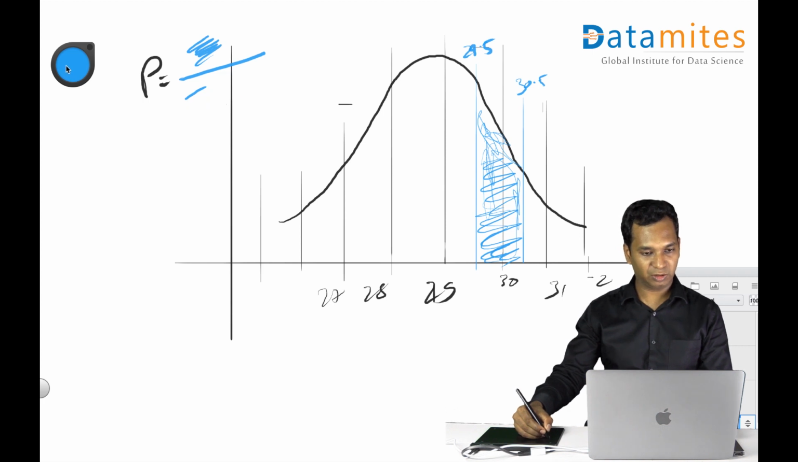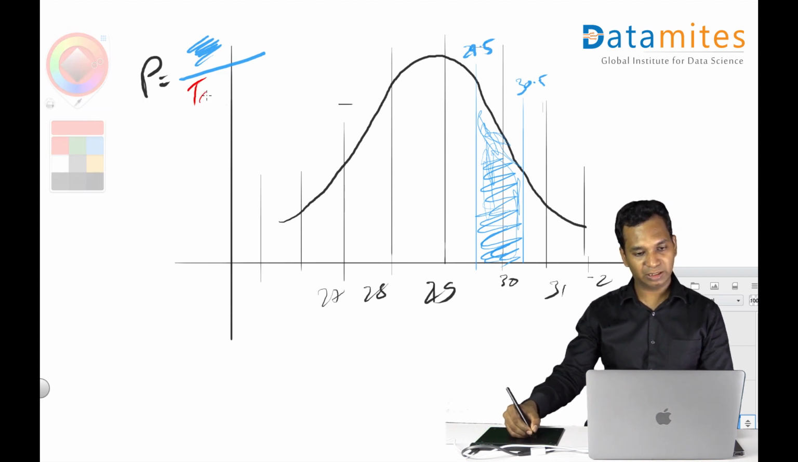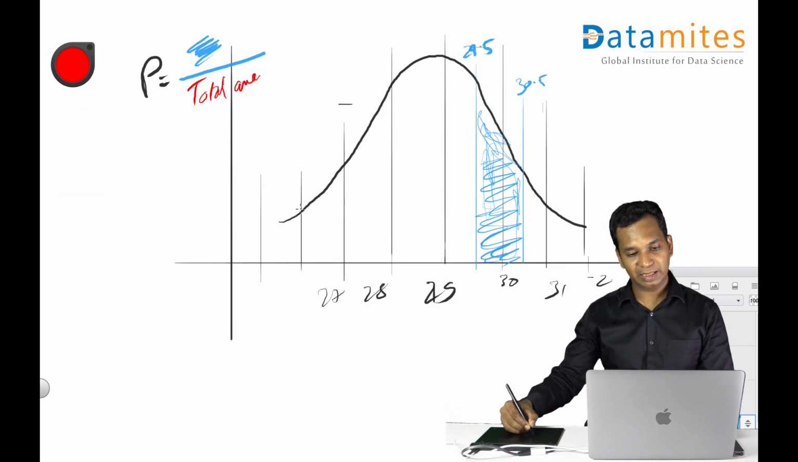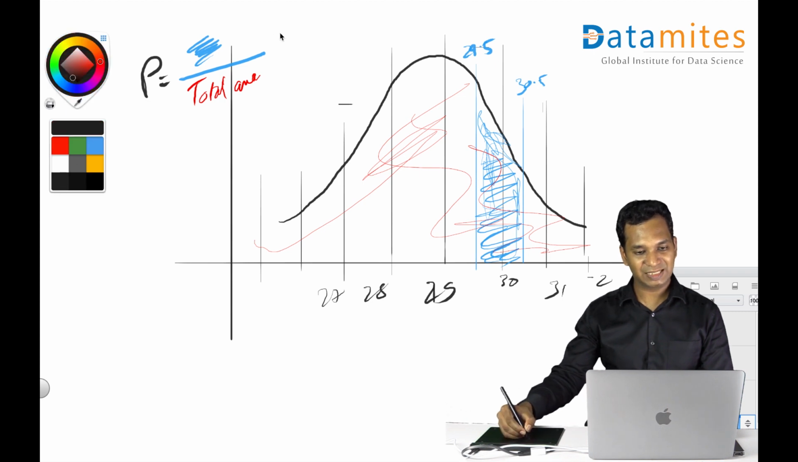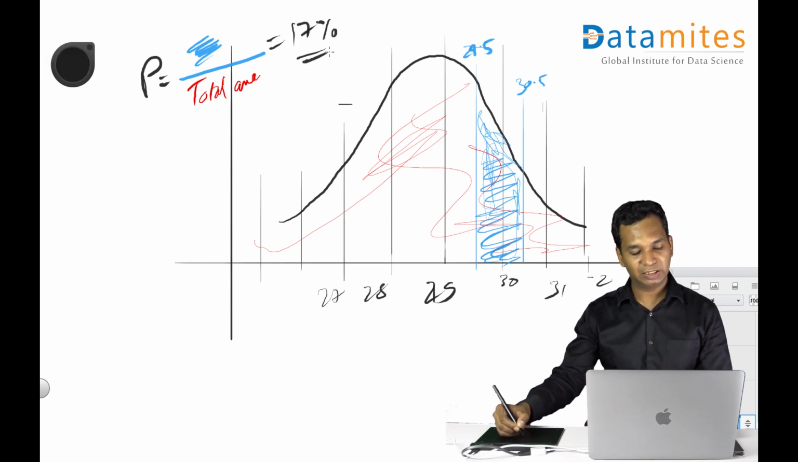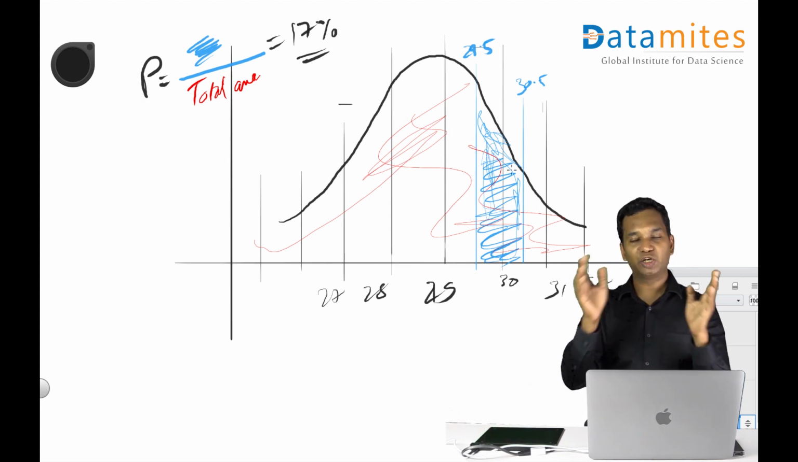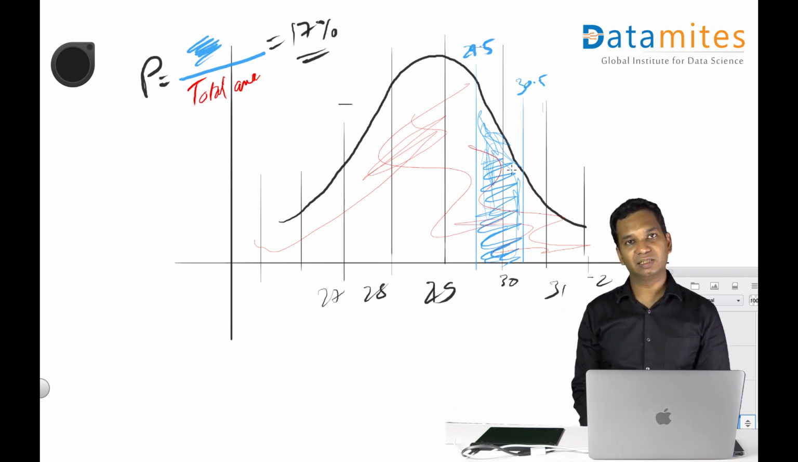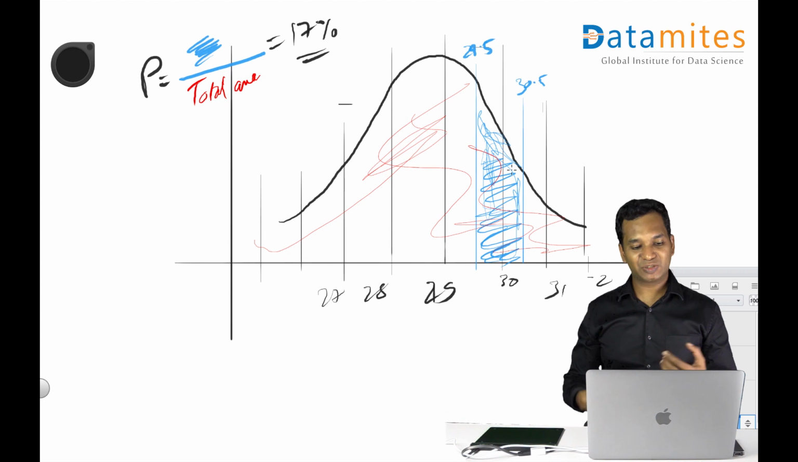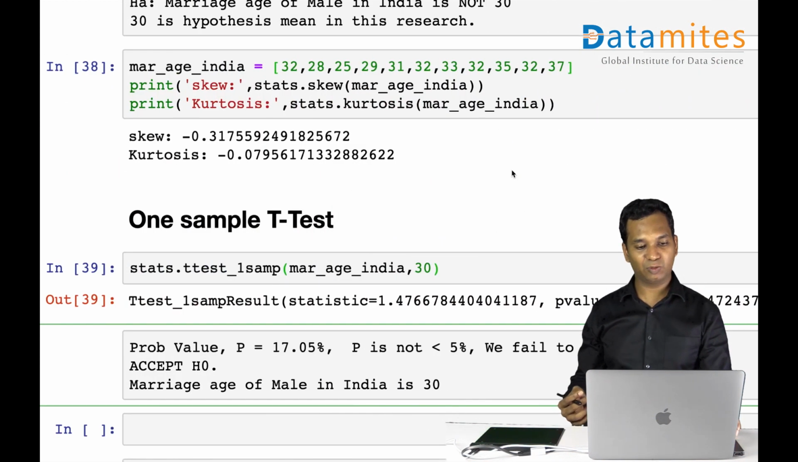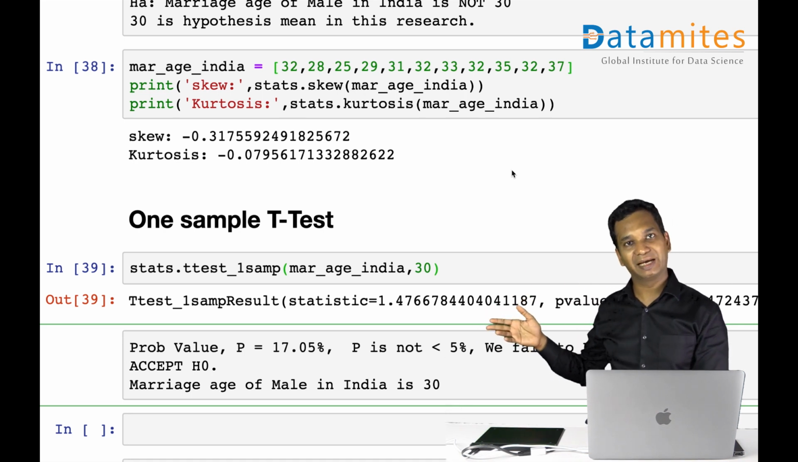I'm just going to write it down in red color, for example. So the total area is this entire area. We got a value of approximately 17%, which means this area is 17% of the total area. And that is your probability value in the t-test. So it's so easy: your one sample t-test is giving you the probability value straight away by calculating it the way I showed you graphically.